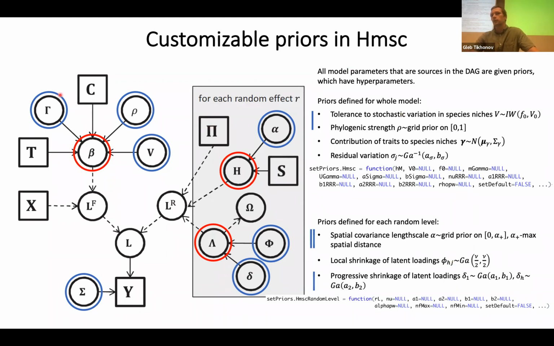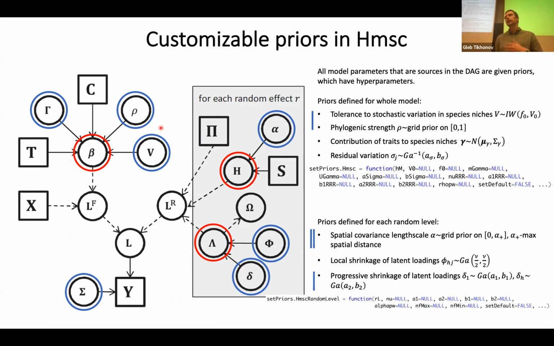We have four parameters defined for the whole model, and then three parameters defined for each random effect level. So let's go first through the ones defined for the whole model. We have the parameter V, which is a matrix of covariation between species niches. As a prior for that, we can say that it's either very flexible or very restrictive.